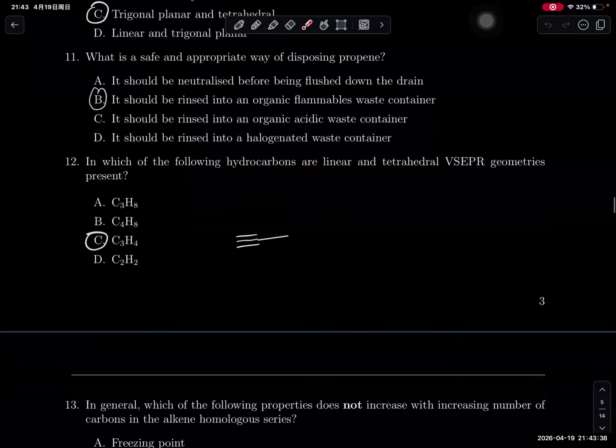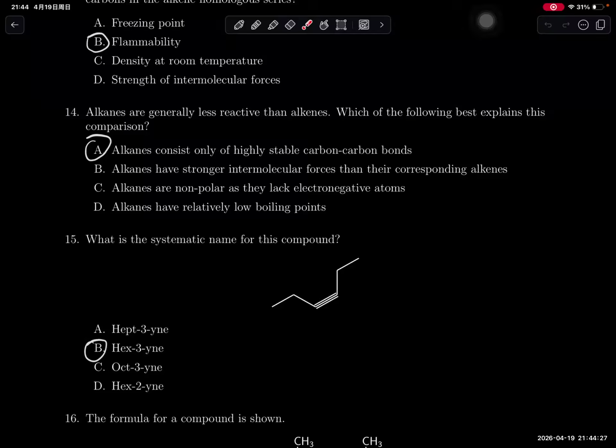Question 14. Alkanes are generally less reactive than alkenes. Which of the following best explains this comparison? It is because alkenes have a double bond, which makes them more reactive. And so A will be the right choice.